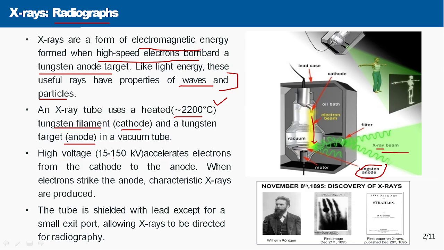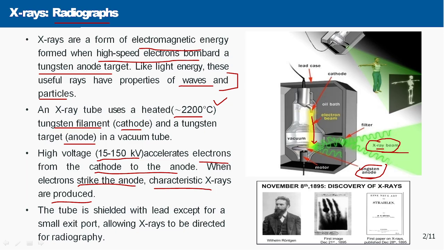So this high voltage, that is around 15 to 150 kV, accelerates electrons from the cathode to the anode. When the electron strikes the anode, characteristic X-rays are produced due to this bombardment, because these high speed electrons have to lose their energy by transferring it to some other particle. This energy is radiated in the form of electromagnetic waveforms, falling in the X-ray frequency range. So X-ray is generated.